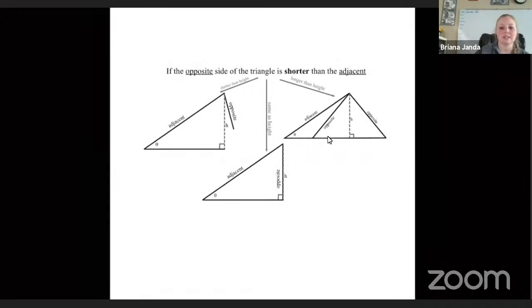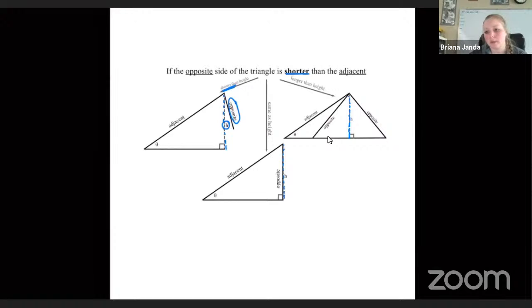Well, what if it's not longer? What if it is shorter than our adjacent side? Well, if it is shorter than the adjacent side, what we end up having to look at is the height of the triangle. I have the height of the triangle right now marked with this dotted line, and we see what happens based on the three possibilities. So once you have decided that your opposite side is shorter than your adjacent, we look at the height of the triangle. If your opposite side ends up being shorter than the height, you can see a visual right there, you can't even make a triangle.